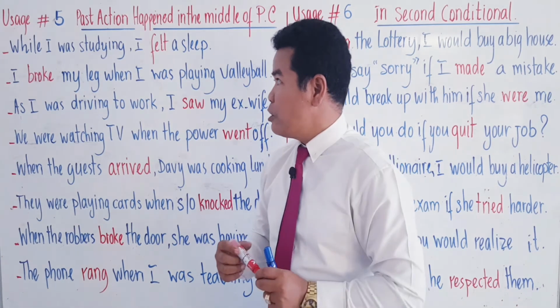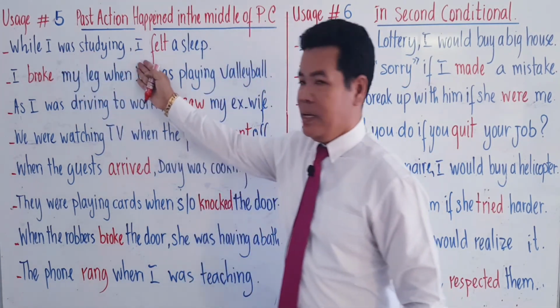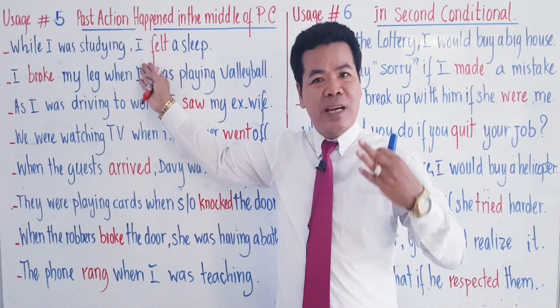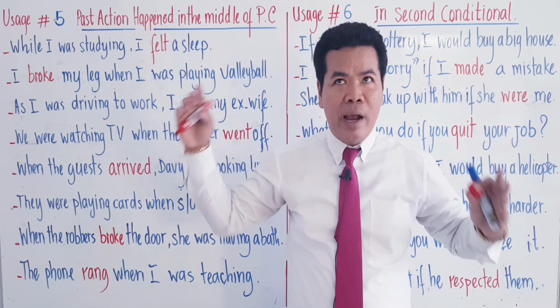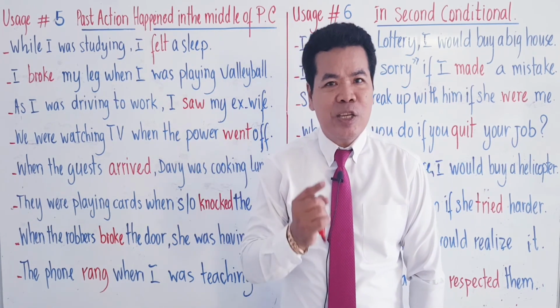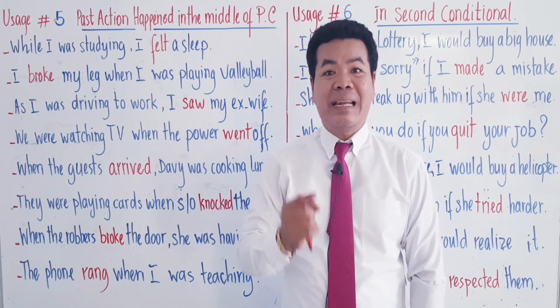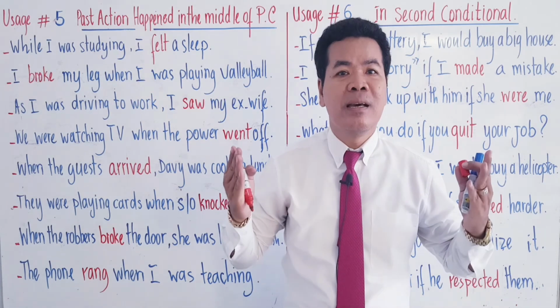Okay? Now let's go to the example once again. While I was studying, the action I was studying is past continuous. And then while I was studying, I fell asleep. So the action I fell asleep happened in the middle of the past continuous I was studying.